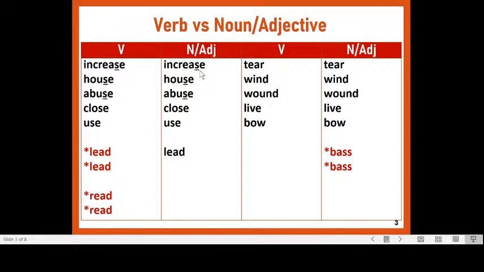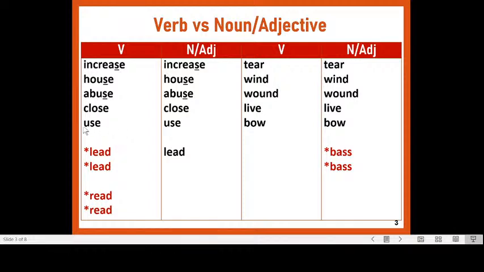Increase, increase. And this one, house with a Z and house with an S. Abuse, like the father is abusing his child. Or, and abuse as a noun. Close, please close the window. And close, it's an adjective. Close, it means near. Use as a verb, I'm using a laptop, and use. What is the use of so-and-so?